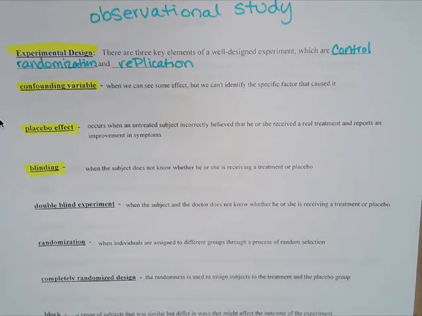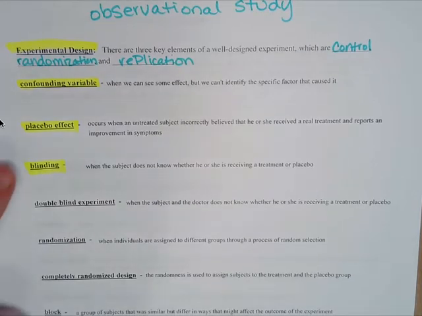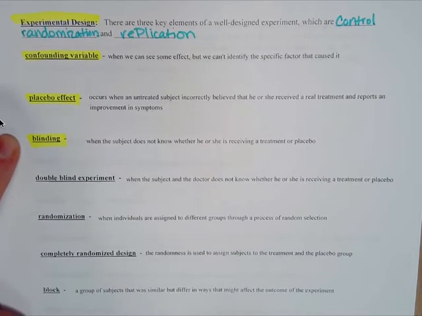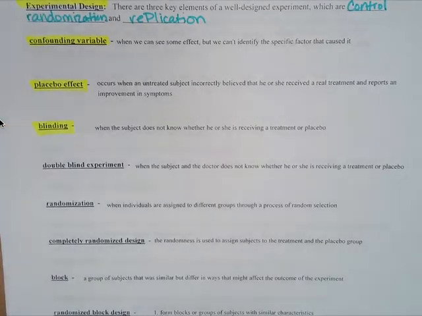Blinding, when the subject does not know whether he or she receives a treatment or placebo. So that's important because they want to find out, is this really working or is it just that placebo effect? You take this medicine and you think it takes away your headache, but it's really just a sugar pill. Oh.